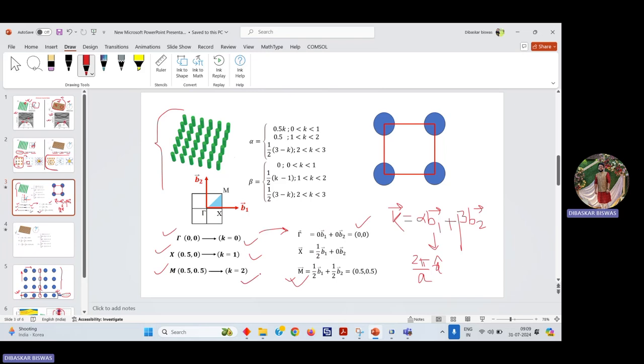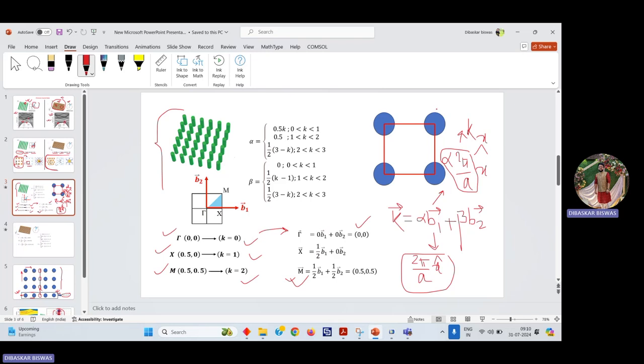These are the scalar quantities designated to each of the high symmetry points, where the k vector is given by alpha b1 plus beta b2, and b1 is nothing but 2 pi by a times x cap. So the first part will come out to be alpha times 2 pi by a times x cap. This alpha times 2 pi by a is basically our kx that we shall require, because we shall be using this in the console. Similarly, beta times 2 pi by a will be ky.